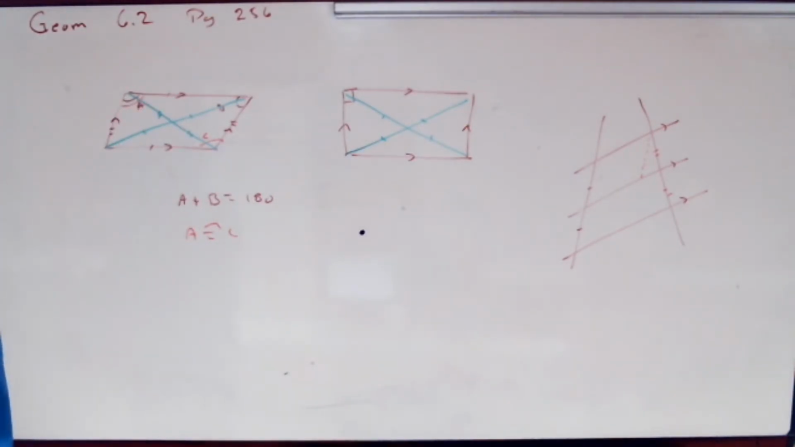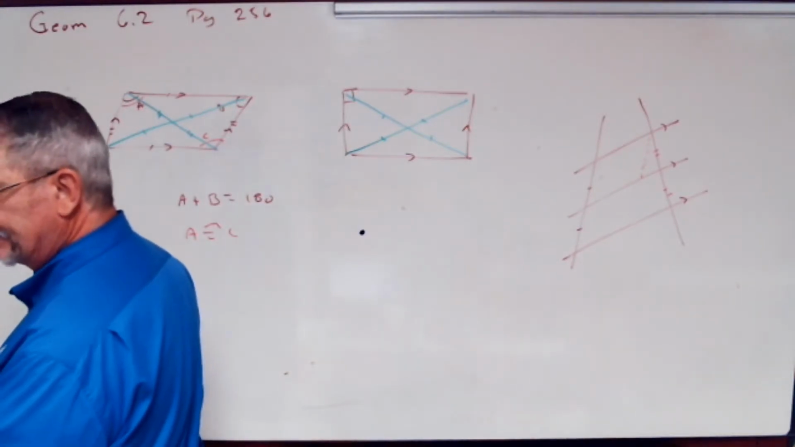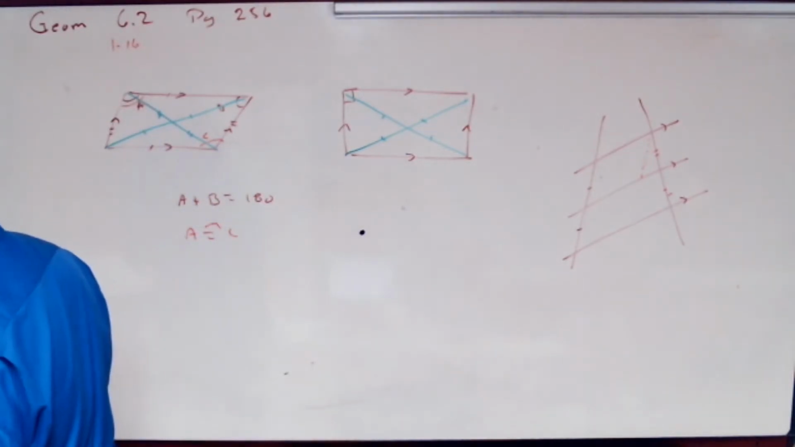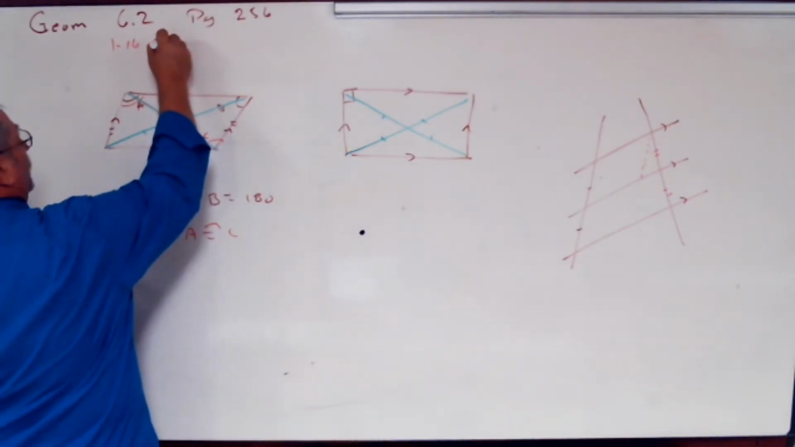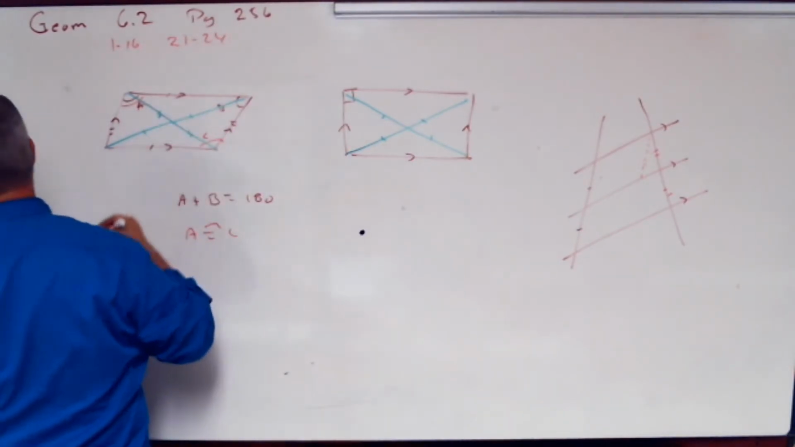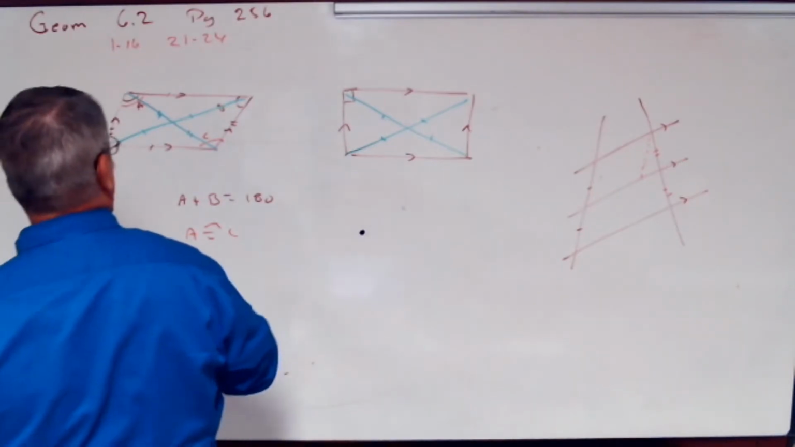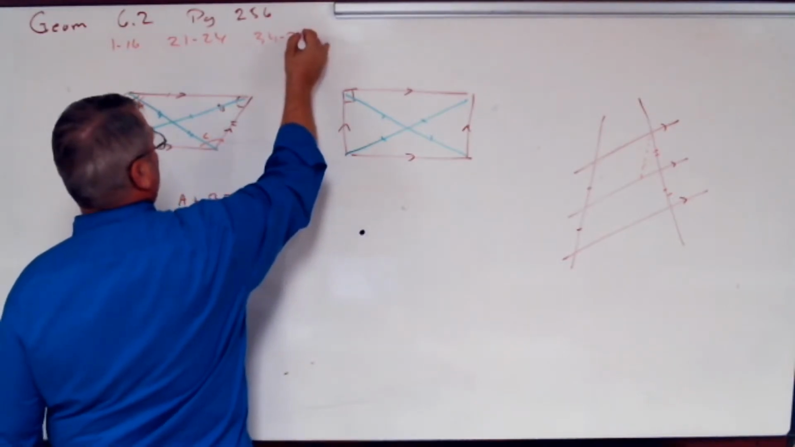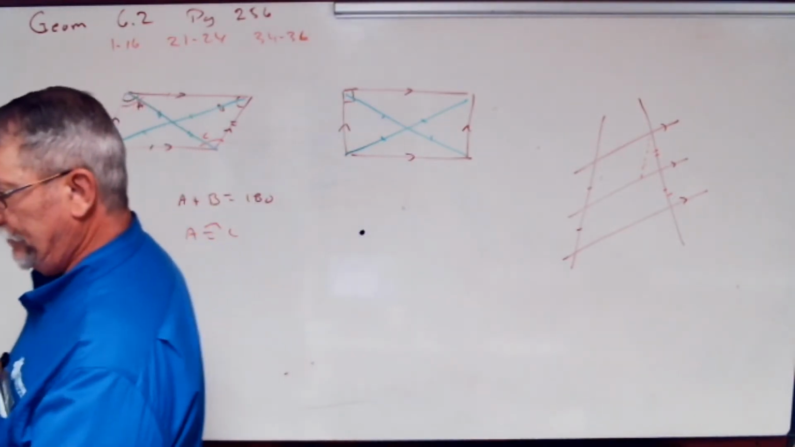Let's look down. How about on number 20? The assignment here, and I'm going to write it on the board and also put it on the lesson if I remember, is 1 through 16, and then 21 through 24. And I think that's 34 through 36 over there. Many of these are very, very easy. Just look at it. Boom, it's done. There's very little math involved.